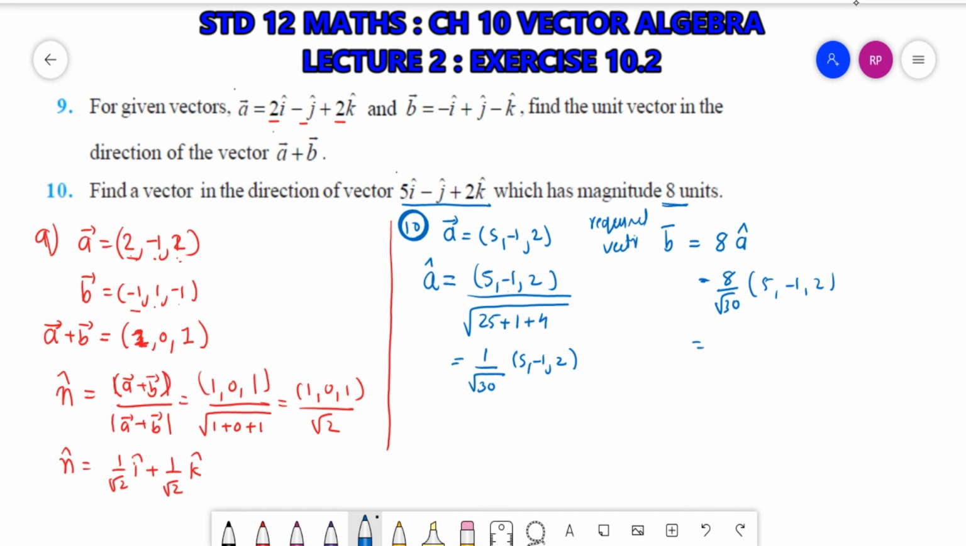Or else I can also write it in another way: 8 by root 30, 8 into 5, that is 40 by root 30 i, minus 8 by root 30, 8 into minus 1, minus 8 j, plus 8 by root 30 into 2, that is 16 by root 30 k. Clear? So this is the vector of magnitude 8 units in the direction of the vector 5i minus j plus 2k. So this was about questions number 9 and 10. So note it down.